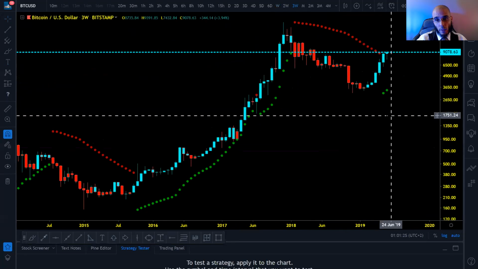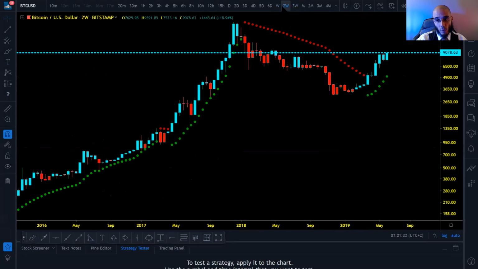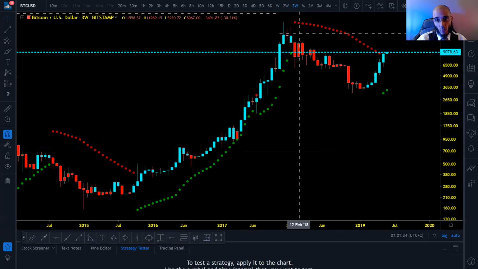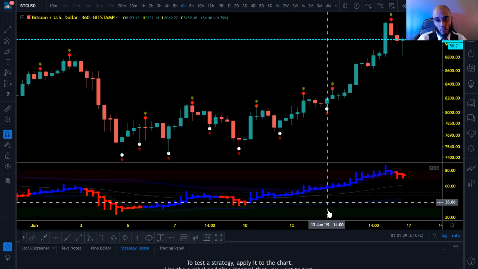Here we take out the stop in reverse. I think that the bull market has started. On the 2 weeks we are above 2. Next.